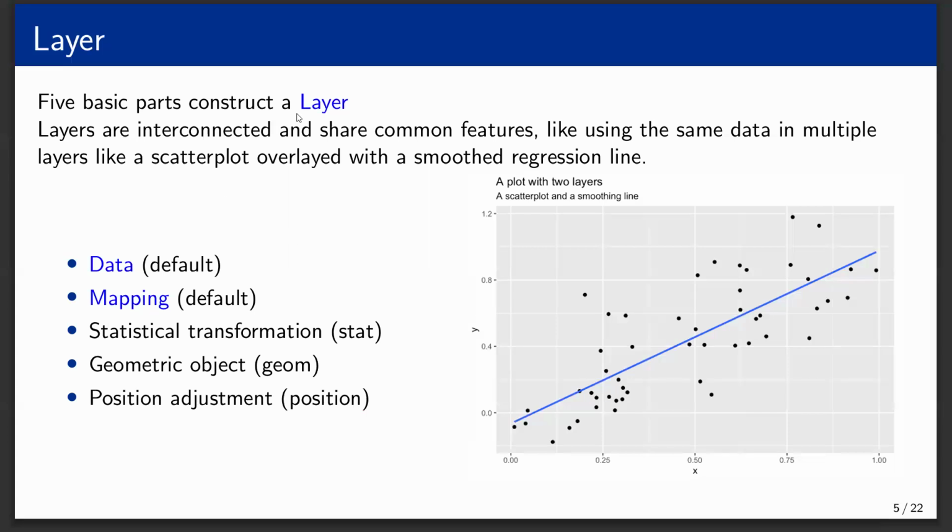So the structuring is what this layer is. Layers are interconnected and share common features, like using the same data in multiple layers, like a scatter plot overlaid with a smooth regression line. Basically, this is the way that you organize it: data mapping, statistical transformation, and geometric objects. So you have one line and several dots to indicate the points. A plot with two layers, a scatter plot and a smooth line, because you have two plots basically. So you have the scatter plot as dot, dot, dot, dot, and the line that indicates the trend.